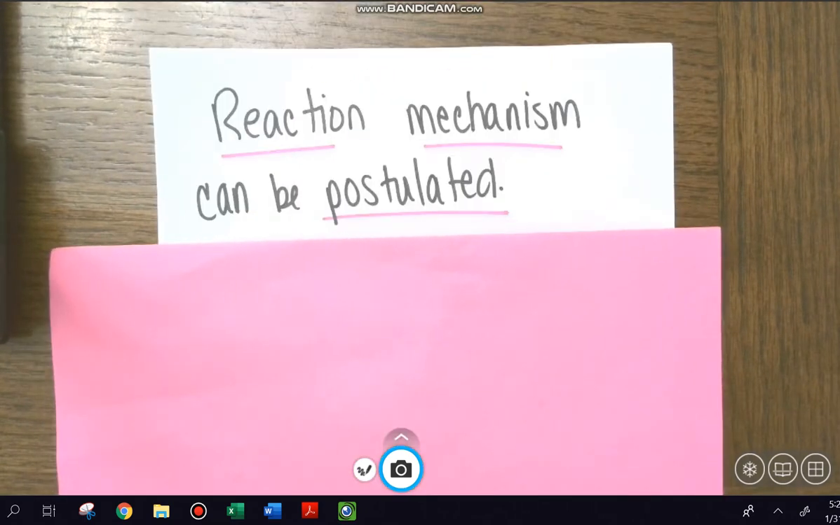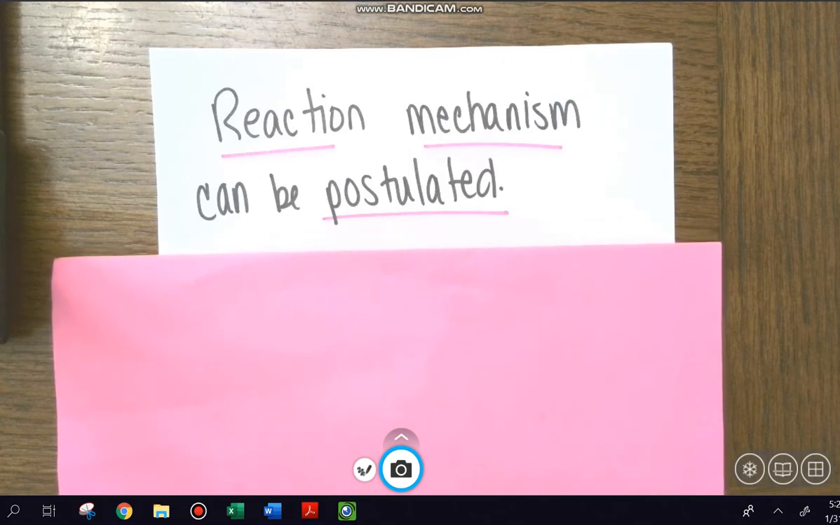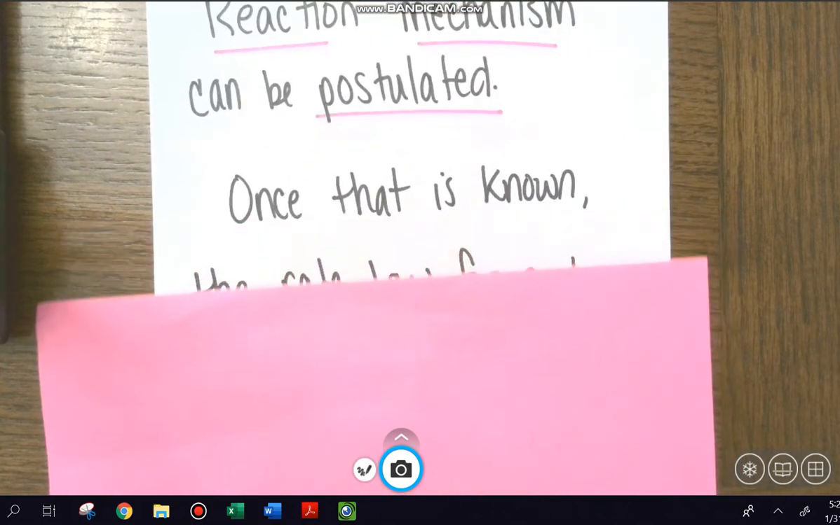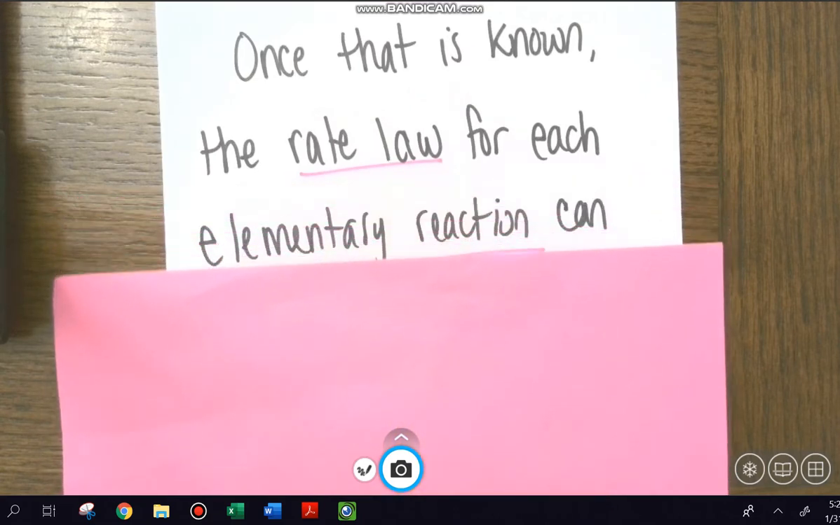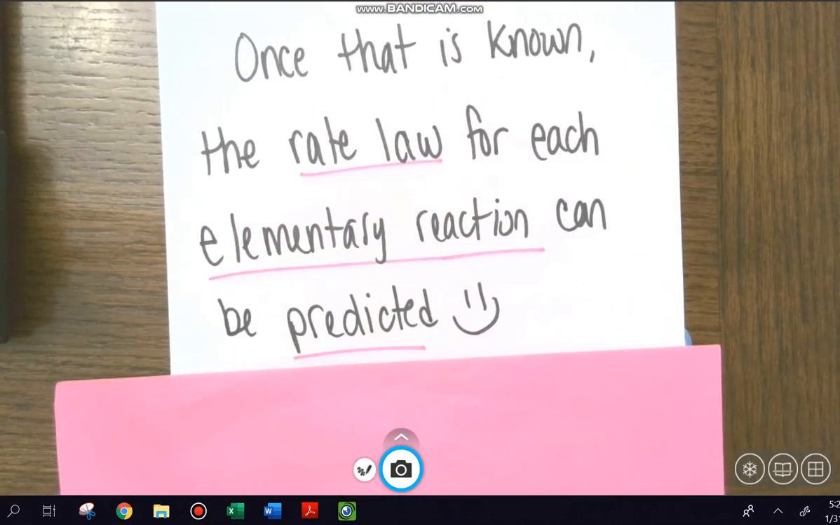So we usually have a pretty good idea of what the reaction mechanism is. It can be postulated. Once that is known, we can actually find the rate law. Remember, we can find that experimentally, but we can also look at the rate law using what we know for each of those elementary steps, and we can actually predict what those rate laws are for each of those elementary reactions.